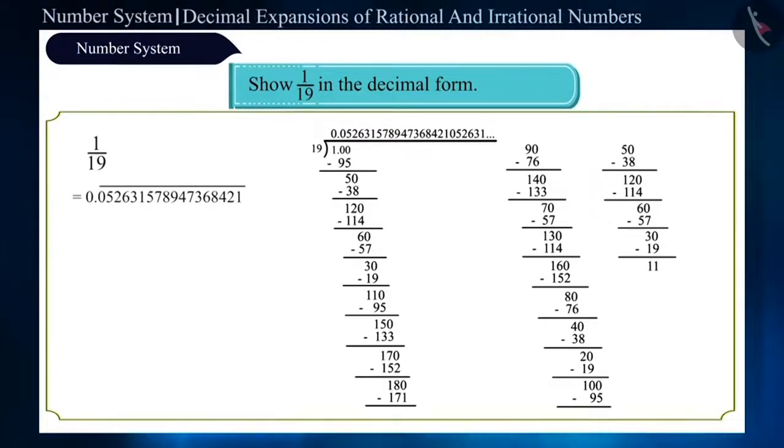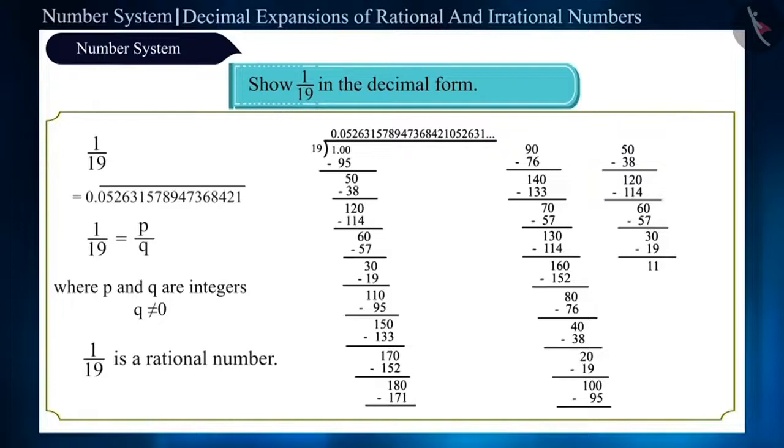We can write this number as 1 by 19, that is p by q. So it is a rational number. In this, we will definitely get repetition of some number or group of numbers.